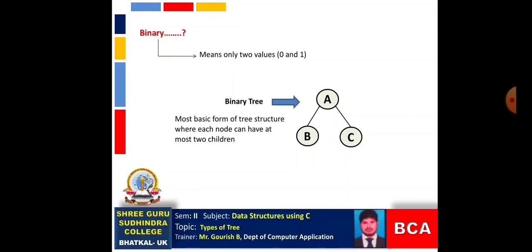So you can see over here node A, the parent node, which is a root node, is having 2 children, B and C. And if you consider, node B is having no child, C is also having no child. This is considerable. At most 2 children means in a tree there should not be more than 2 children. This kind of tree is called a binary tree.